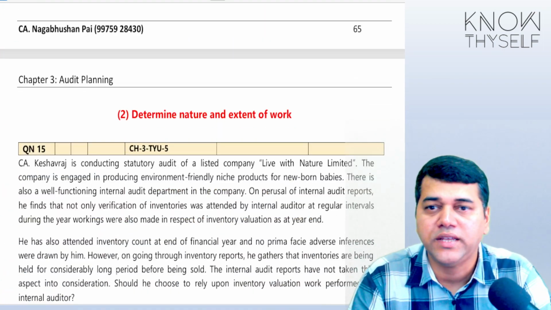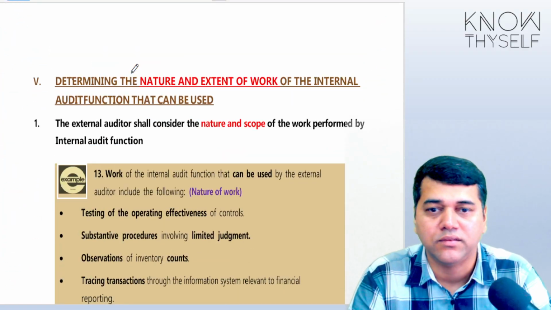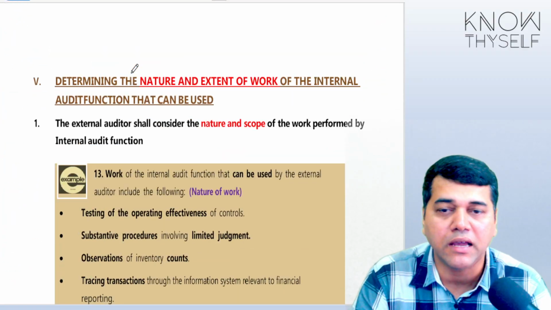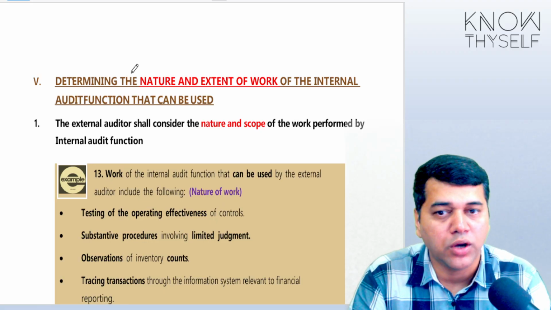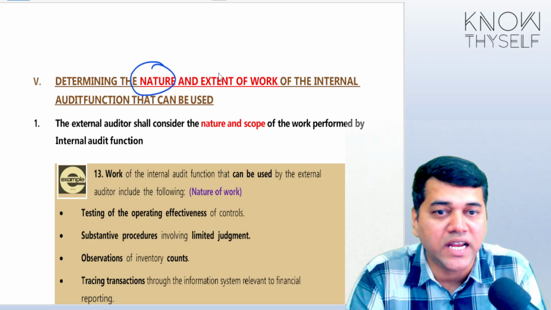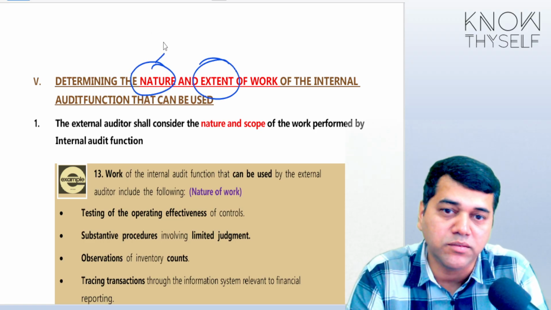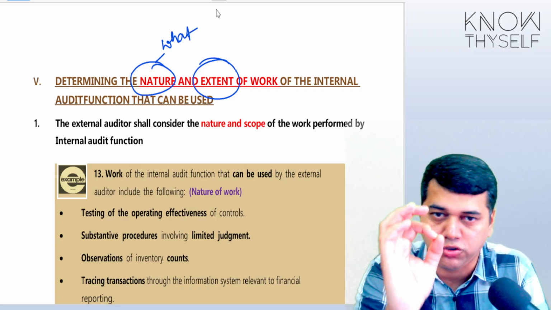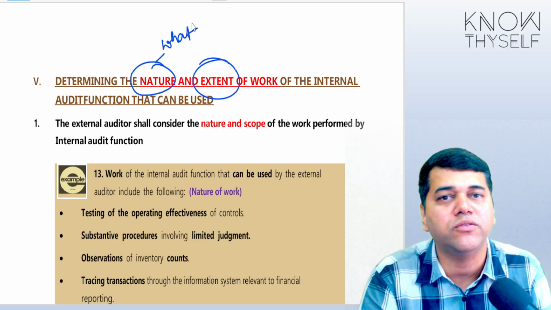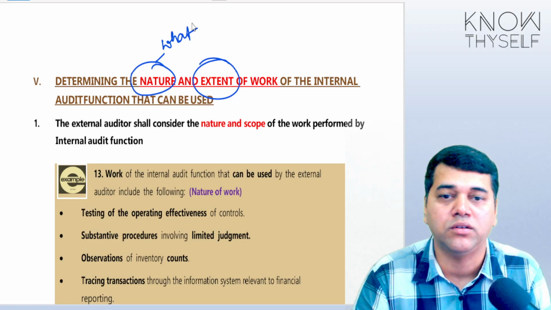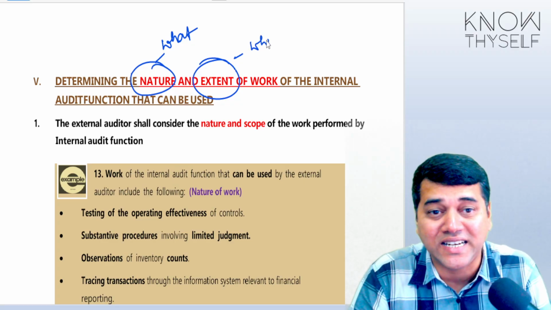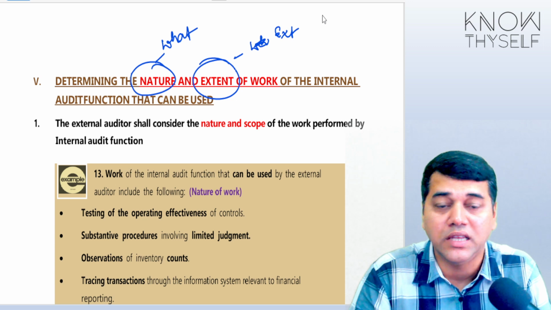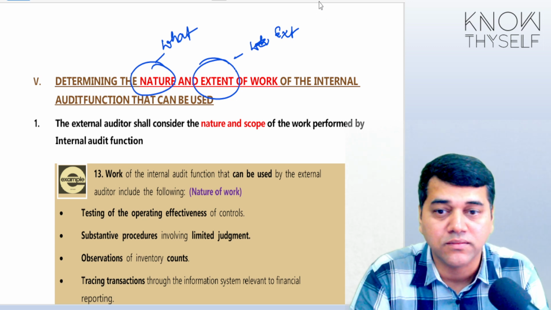Yes. So next, once you have said that you will be using the internal auditor's work, what is the next thing you will do? You have to determine the nature and the extent of the work. I told you, nature means the first question that comes: whenever you come across the word nature, ask one question: what type of work? Extent means to what extent I can use it, to a limited extent or to the full extent.